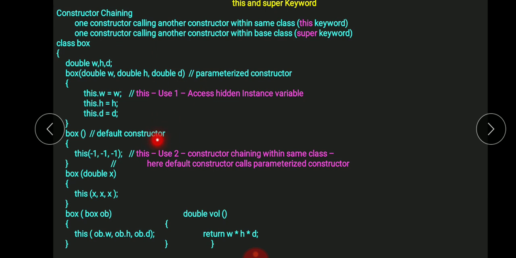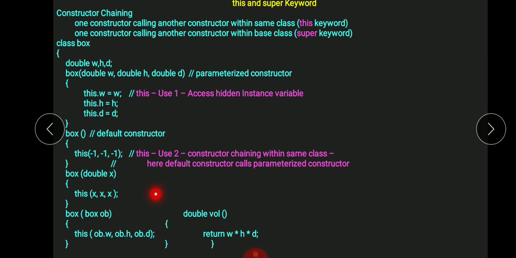The second use of this keyword is constructor chaining. Constructor chaining is nothing but one constructor calling another constructor within the same class. If it happens within the same class, that can be done with the help of this keyword. If it happens from the derived class to the base class, then it is done with the help of the super keyword.